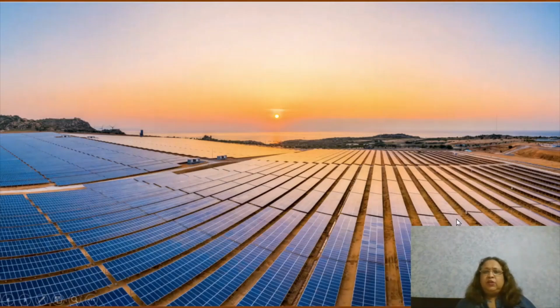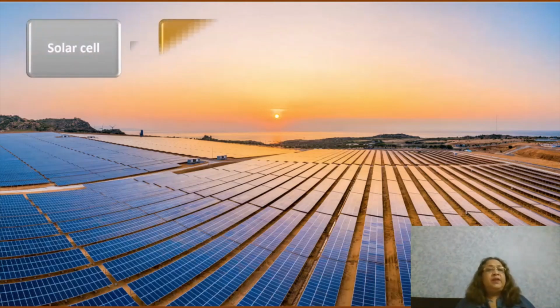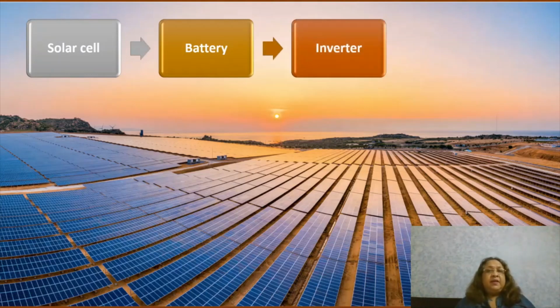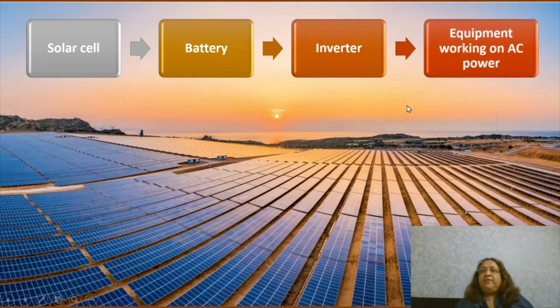Here you can see a huge array of solar panels, making use of the unlimited renewable source of energy, a clean source of energy, a green source of energy called solar energy. And the method used by the solar panels is first a solar cell made of silicon that goes into the battery. After that there is an inverter to change the current from DC to AC current, and then we get equipment working on AC power.